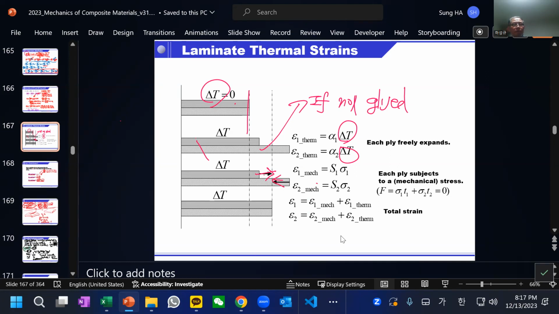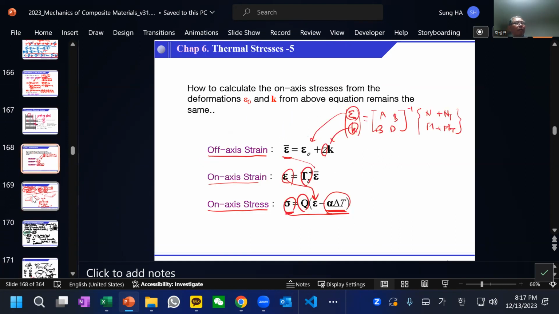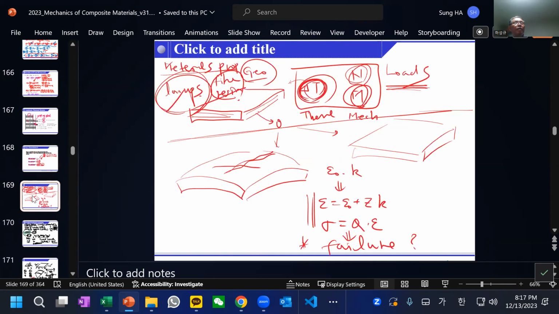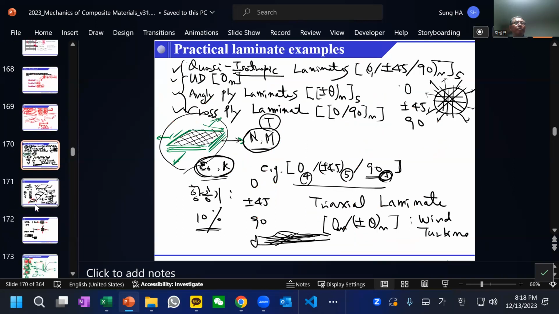So with the understanding of this simple behavior and also all the equations we have derived, we can now run the program. Okay, run the program. This is nothing new.